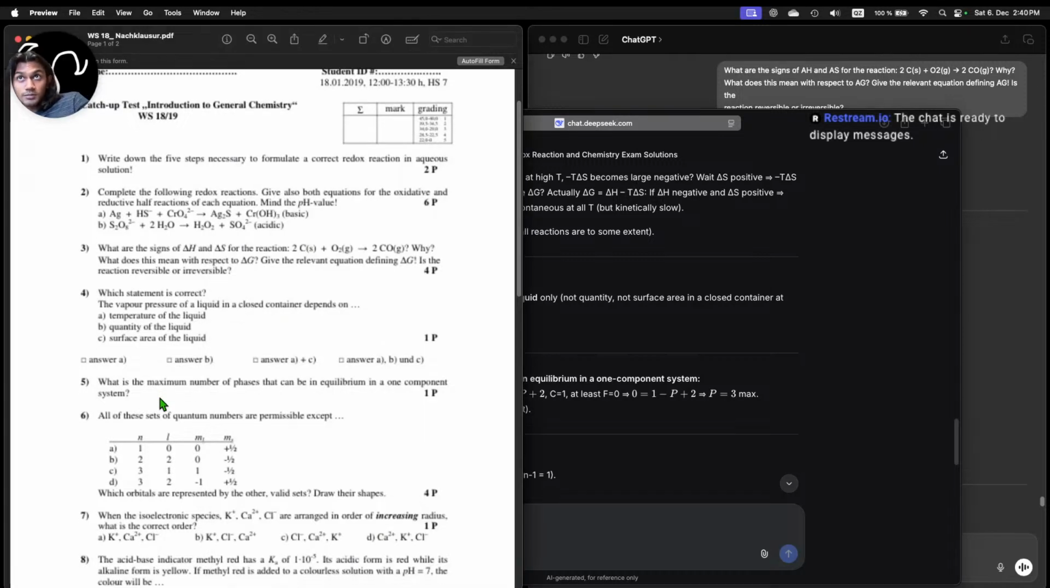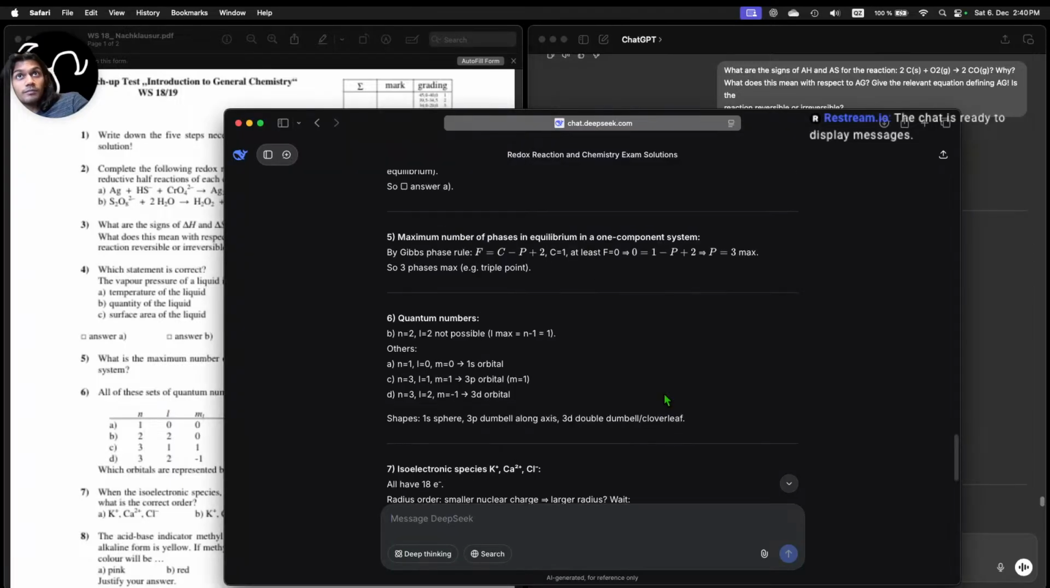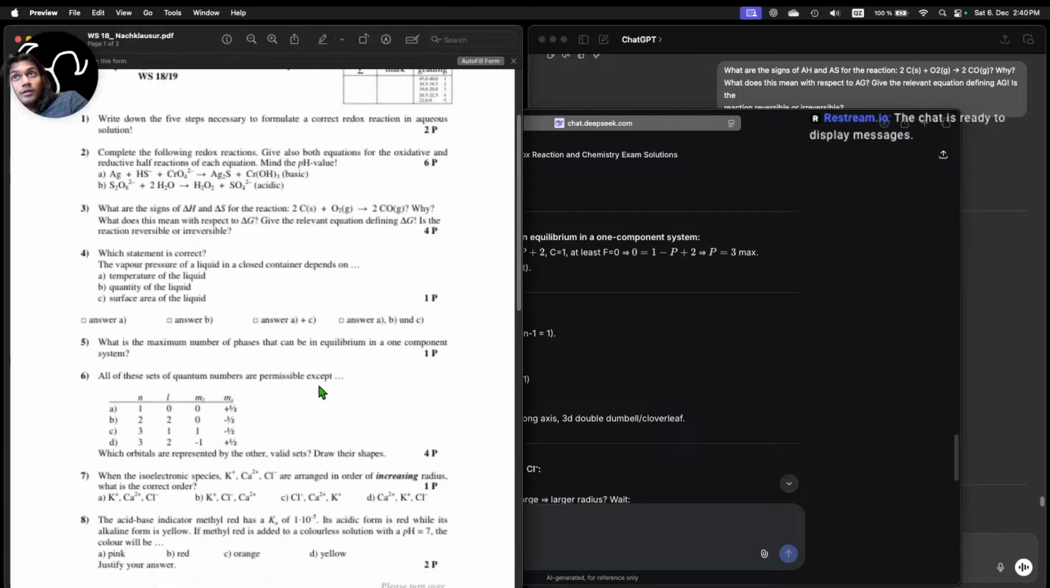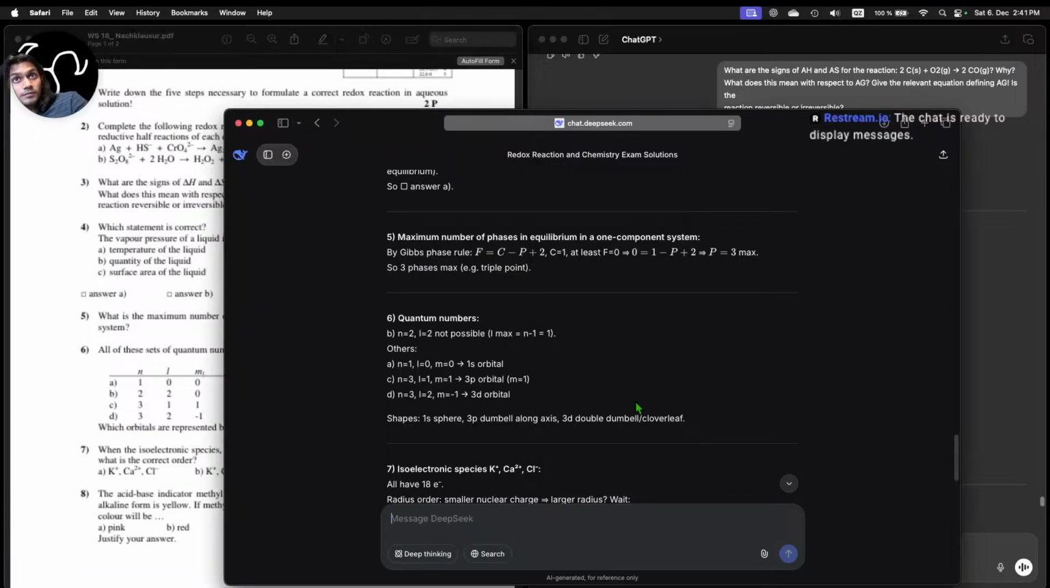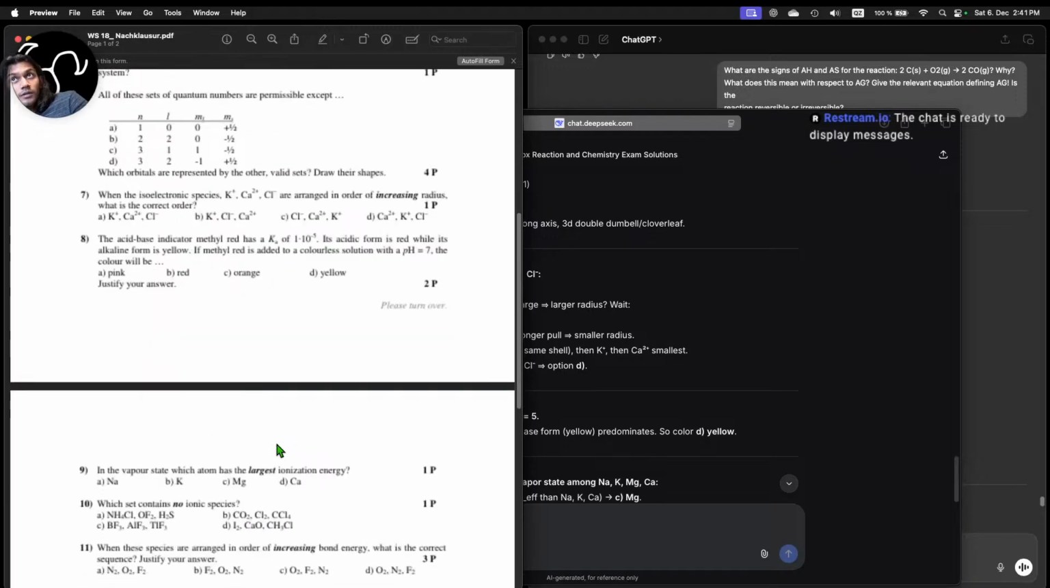What is the maximum number of phases that can be in equilibrium? Three, right? Three. All these quantum numbers are permissible except... When isoelectronic species are arranged in the order of increasing radius, what is the correct order?